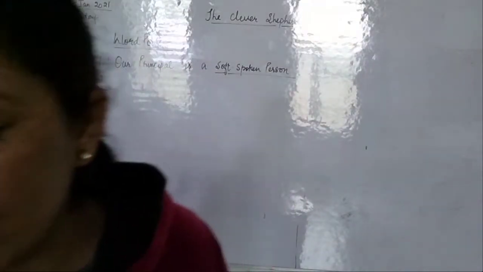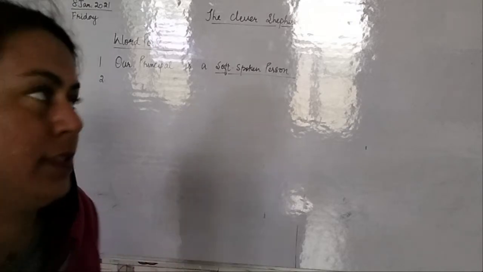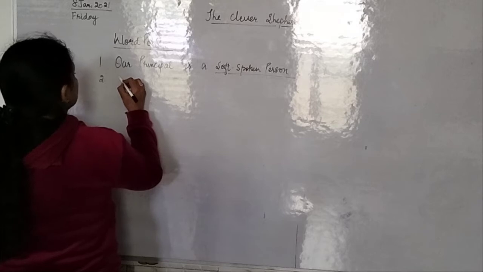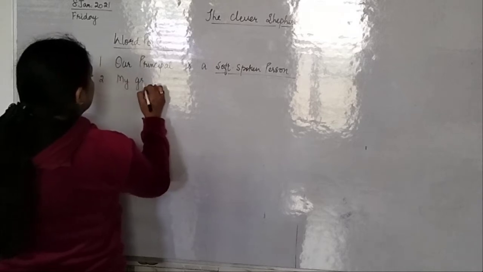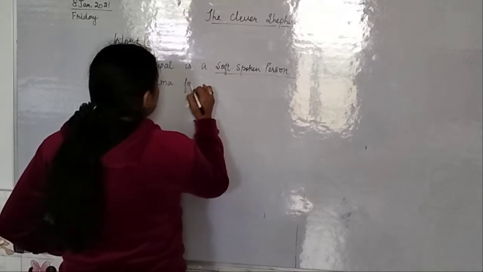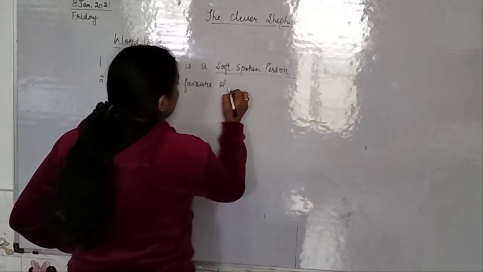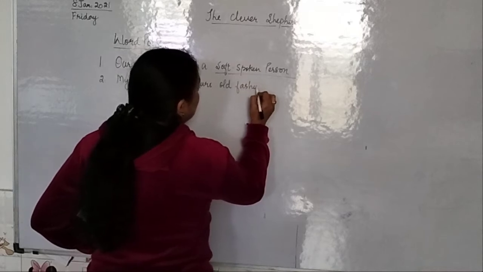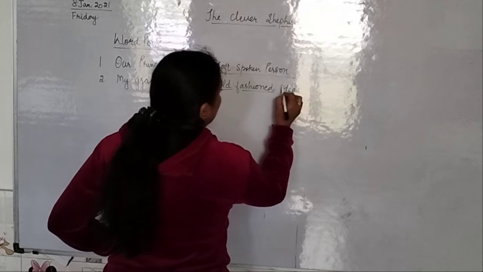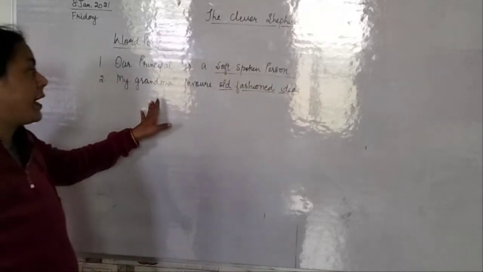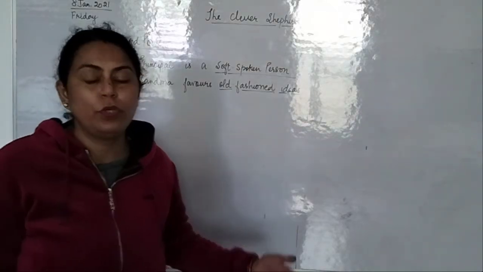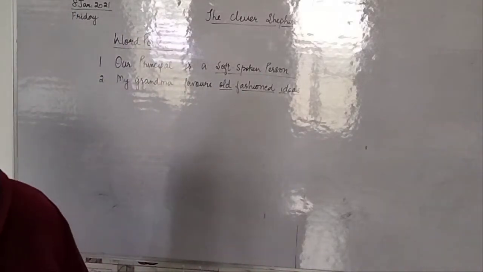Now the second phrase is old-fashioned ideas. My grandma favors old-fashioned ideas. So grandma favors means my grandmother likes old-fashioned ideas, she favors those. Third one is a long-legged bird.